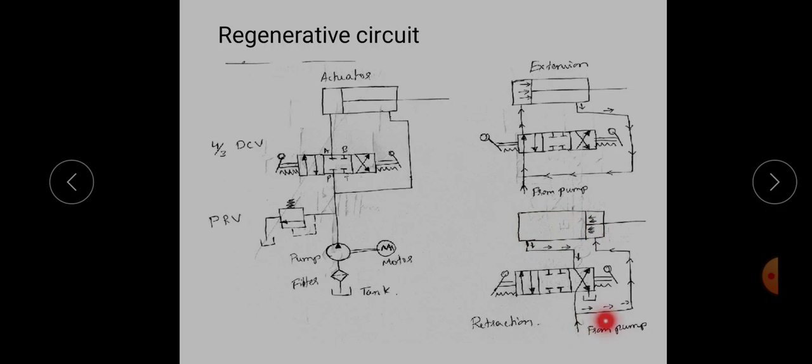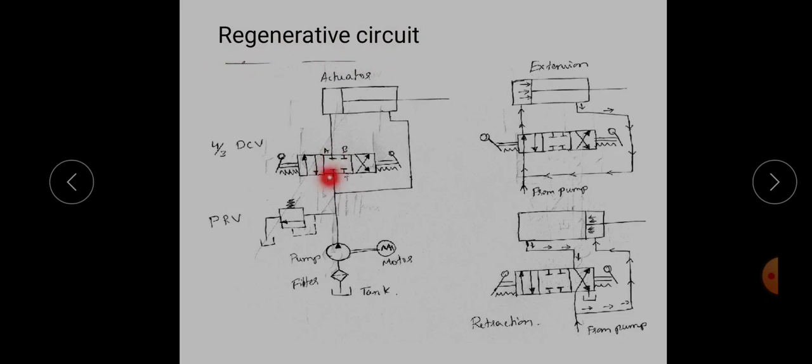As the liquid comes here, it will be transmitted through this line. Whatever pressure is experienced here is only the pump pressure. There is no regeneration taking place in this line. Only a small amount of pressure, for example, 10 bar is the pump pressure. That much pressure is applied here, but the liquid present here will be transmitted back to the tank. So only the extension is faster, but retraction is normal. It is not faster. In applications where we need faster extension, we use regenerative circuits.